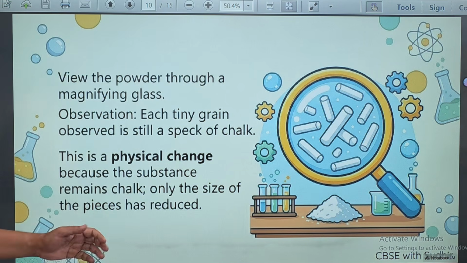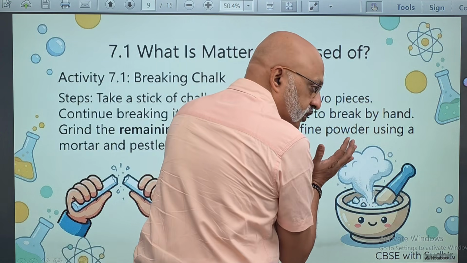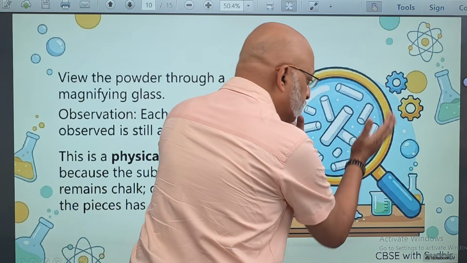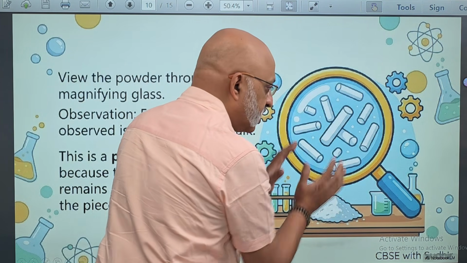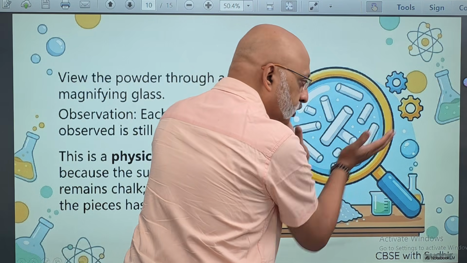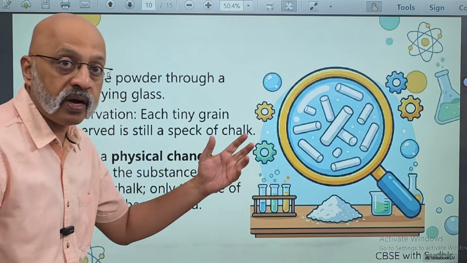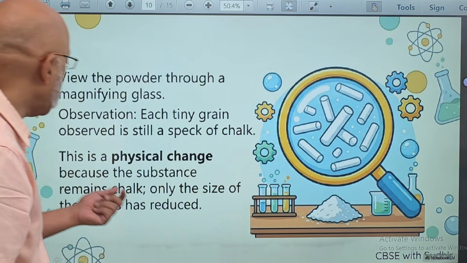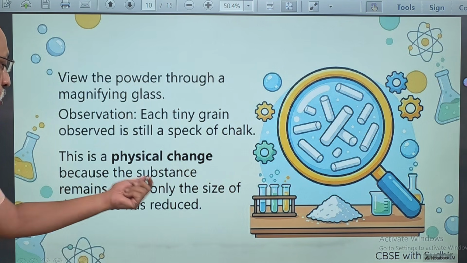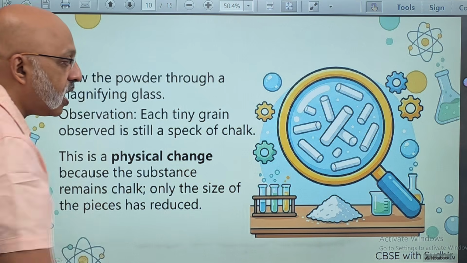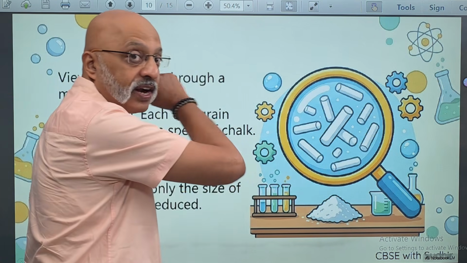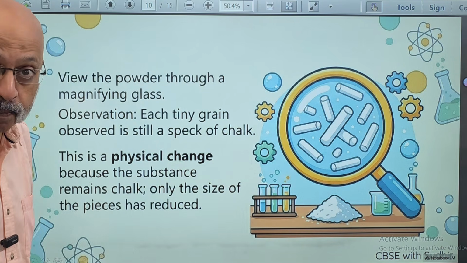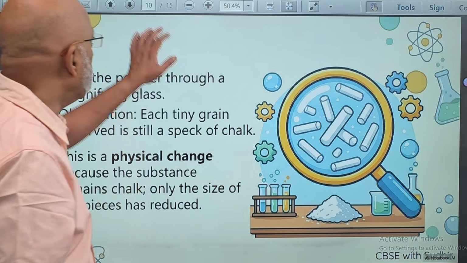This is a physical change. That is, from this kind of shape, it has become this kind of shape. So the physical shape of the chalk has changed into this. From a solid form, this is also a solid, but it is in powder form now. Because the substance remains chalk, only the size of the pieces has reduced. Here it was a big piece with which you can write on the blackboard, but with the chalk powder, you will not be able to write on the blackboard, because what will you hold it with?